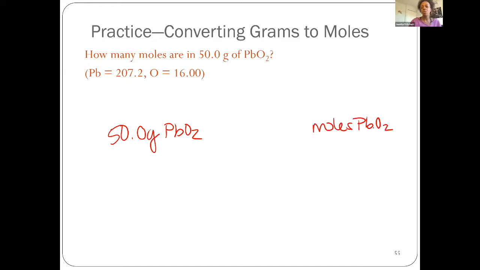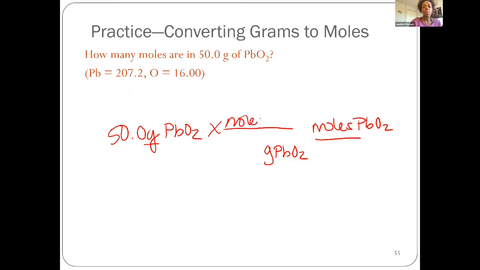We ask ourselves, well, how many steps should this take? I'm starting in grams and I want to get to moles. And so for that to happen, I would have to use the molar mass. Think about that mole island. And so I know unit-wise, I would put grams of PbO2 on the bottom. I want to cancel that out.